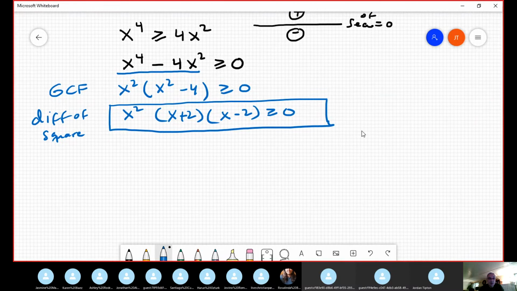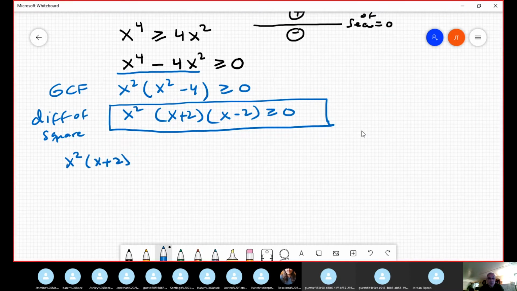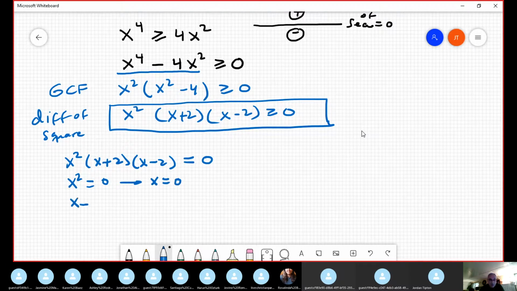Remember, temporarily you convert to an equation, because I want to find the critical values. The critical values are important, guys. They help me to create the partition of the whole real number line. Entonces, x squared equals 0. Es obvio que es only one solution, que es x equals 0. x plus 2 equals 0, es obvio que es negative 2. And x minus 2 equals 0, es obvio que es positive 2.